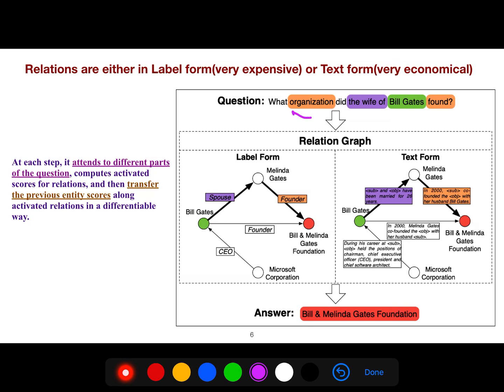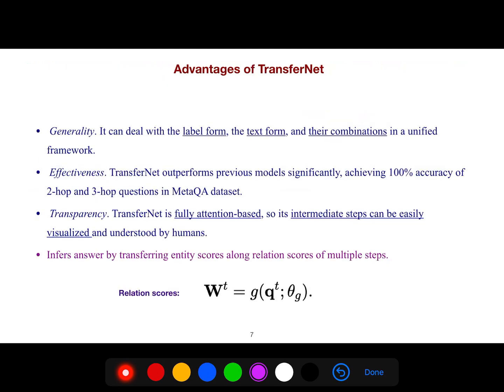So you see, at each step, it attends to different parts of the question. So it computes activated scores for relations and then transfers the previous entity scores. So not only are we calculating scores for entities, but also we are calculating scores for relations. And the generality is that it can deal with label form, text form, and their combination.